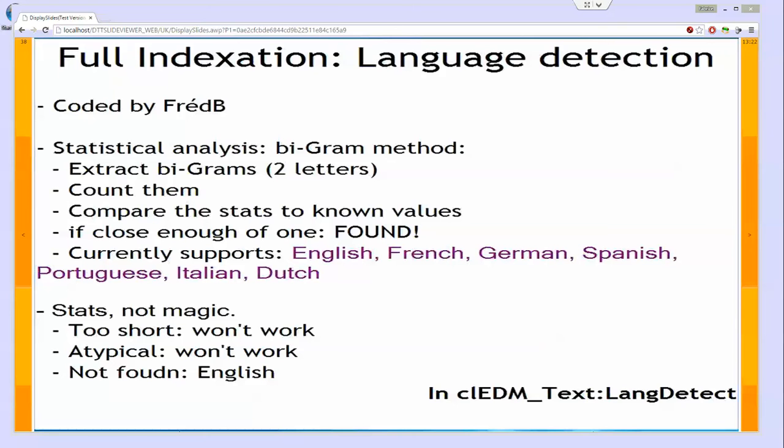Now, this is statistic. It's not magic. It is not going to be able to find the language each and every time. It will not find the correct language if the text is too short, because you don't have a valid statistical sample. And it will not find the correct language if the text is atypical.